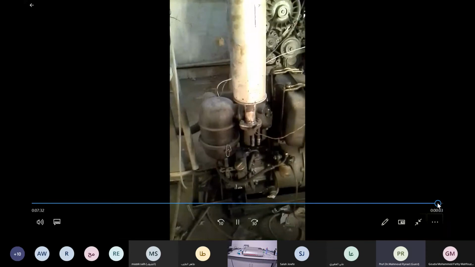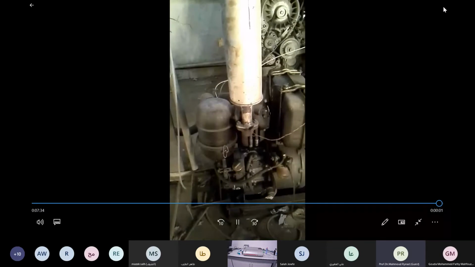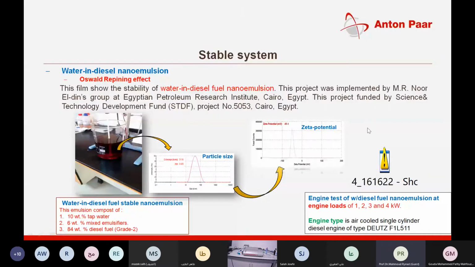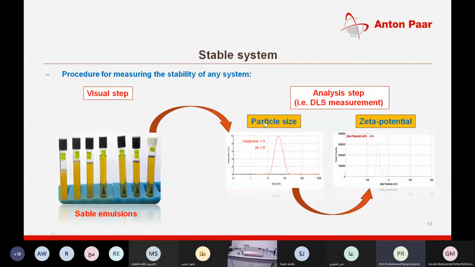Therefore, the stability of any system is evaluated in two steps. The first step is the visual step. The second step is the analysis step, for example, using dynamic light scattering. In the first step, we must use the visual step to show a stable emulsion without any noticeable separation. After this, we measure particle size and zeta potential. Although the last-mentioned steps are important, the application of the emulsion and the operating conditions are the most important.